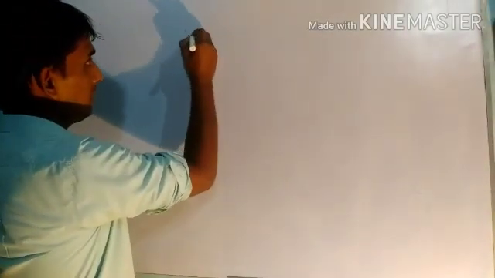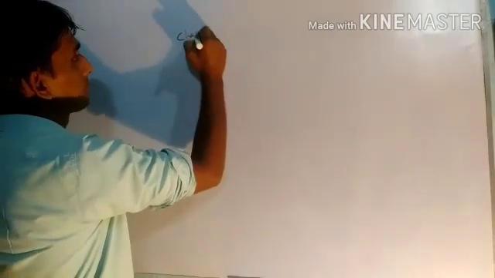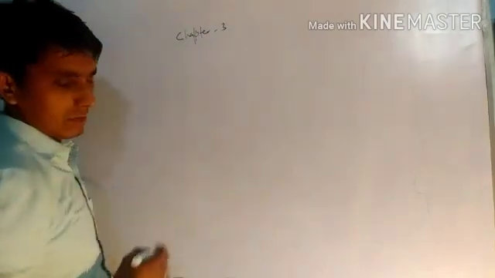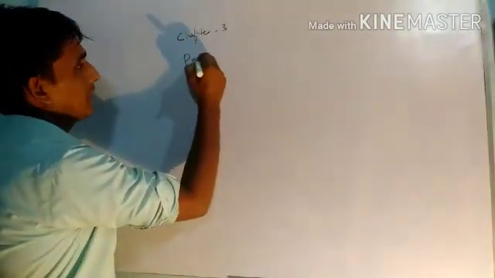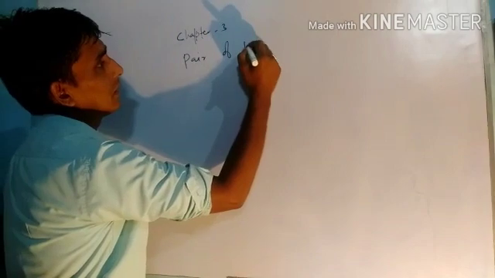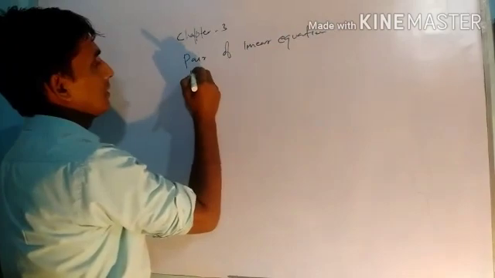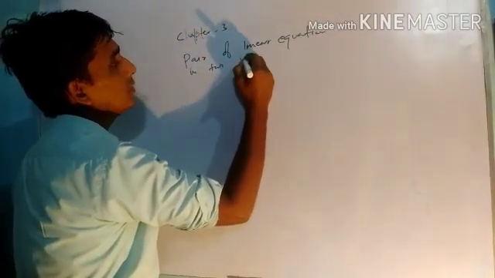My dear students, today in this lecture I am going to teach the students of class 10th the third chapter of mathematics, that is linear equations, the pair of linear equations in two variables. So in this chapter, chapter 3, the name of the chapter is pair of linear equations in two variables.